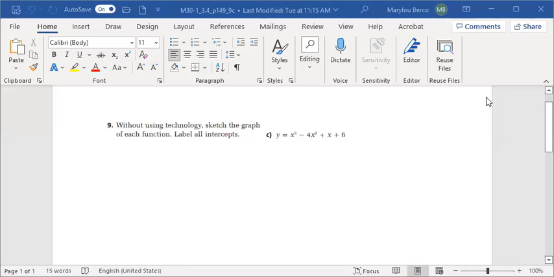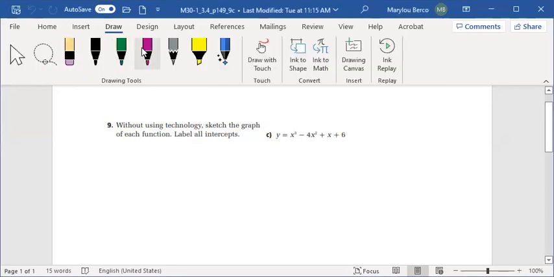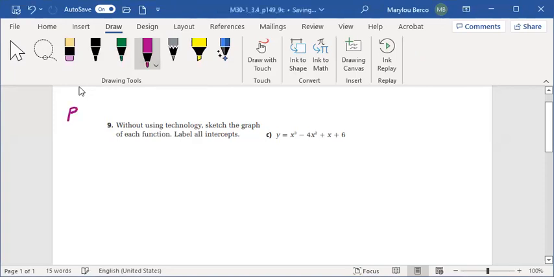Okay, let's take a look at 9C on page 149. Without using technology, sketch the graph of each function, label all intercepts. Okay, y equals x cubed minus 4x squared plus x plus 6.